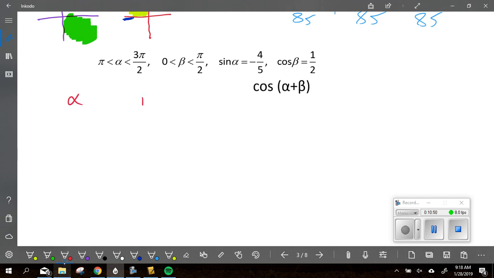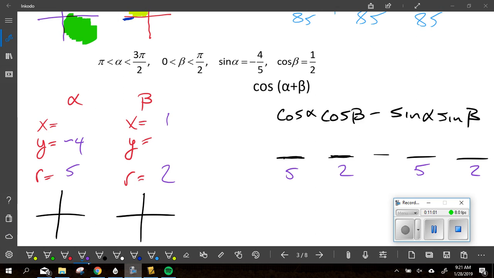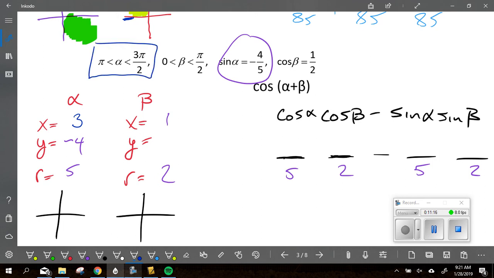Again, you're setting up alpha and beta, x, y, r, and then find cosine alpha plus beta. A little bit uglier than the last one. Take a second with your neighbor, figure it out. Okay, negative 4/5, since sine of alpha was negative 4/5, I've got negative 4 and 5. So my missing number is obviously 3 if I use Pythagorean theorem, but we need to decide if it's a positive or negative 3. If I'm between pi and 3 pi over 2, what's going to be true about your x, positive or negative? Should be negative. I'm in quadrant 3, and so my x is negative.